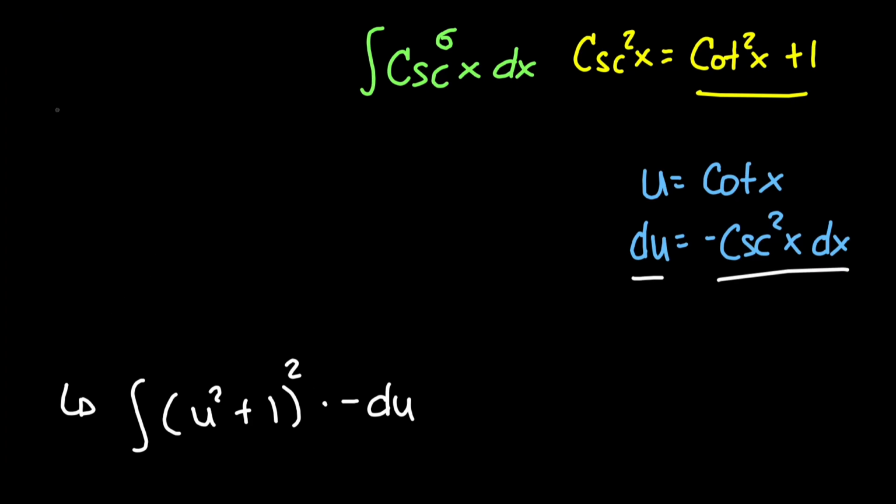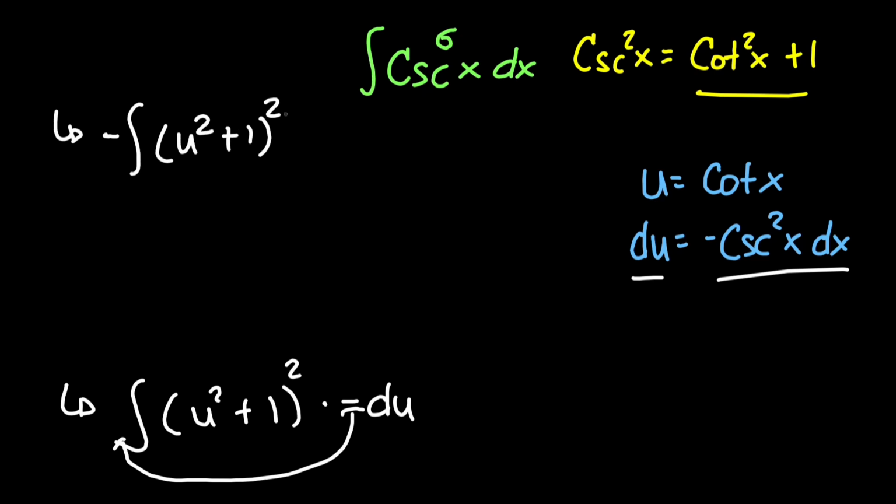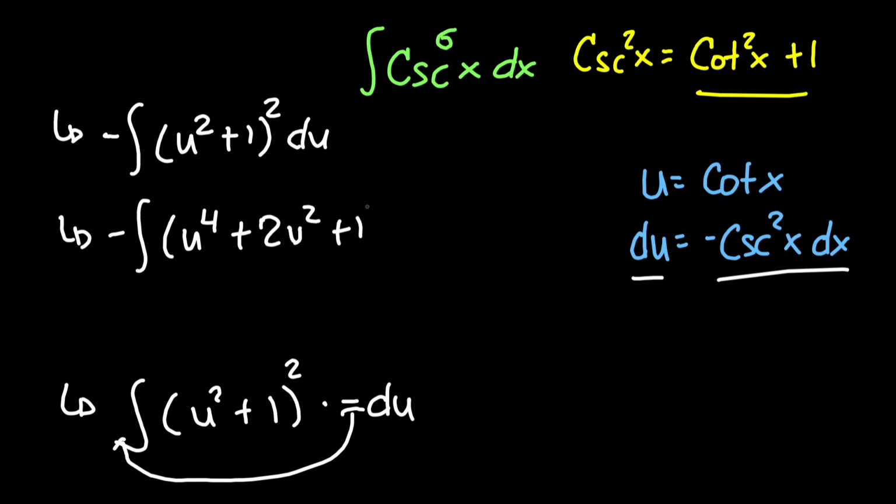And so simplify this first. Put the negative sign outside the integral. So what you have here left is the negative integral of u squared plus 1 raised to the power of 2 of du. And so, expand the expression first. So this should be u to the power of 4 plus 2u squared plus 1 of du.